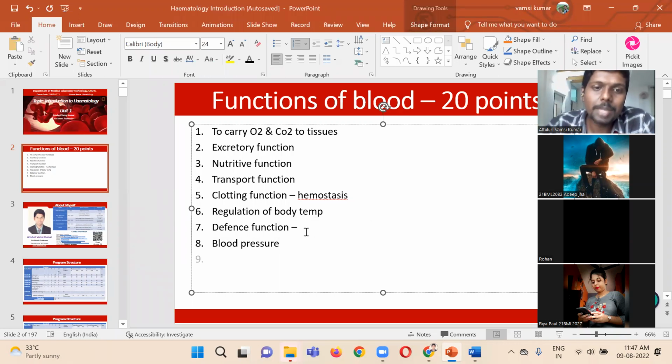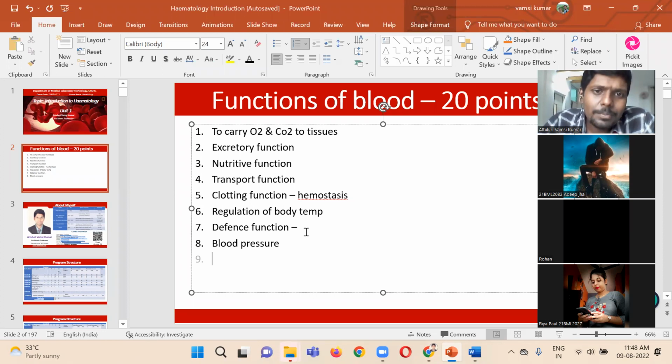Any more functions of blood? See, when I'm telling functions of blood, it is not only about blood. Blood has some indirect functions with other body parts. Yes, try to tell me the other functions of blood. Can we excrete urine without blood? Can kidneys function without blood, students?